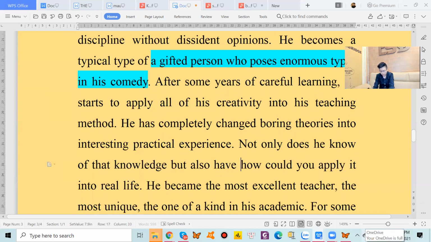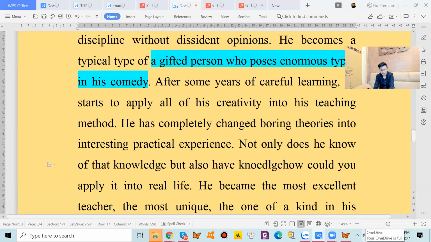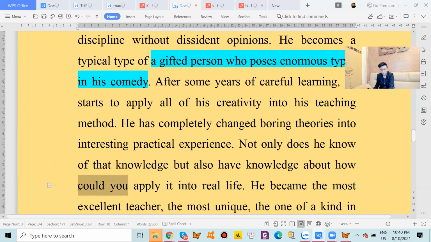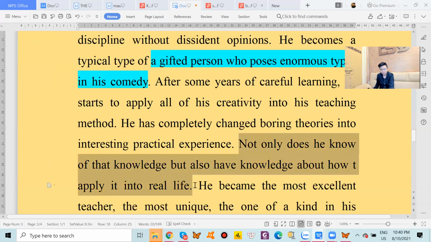also know about, also have knowledge about how to apply it into real life. Okay, about how to apply it into real life. So right here, the sentence should be like this.